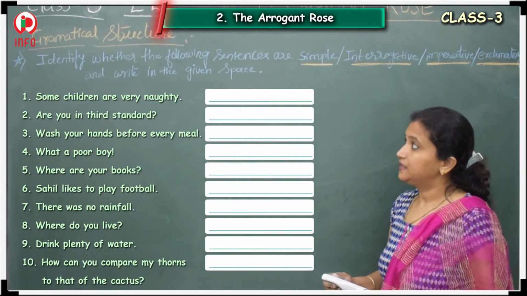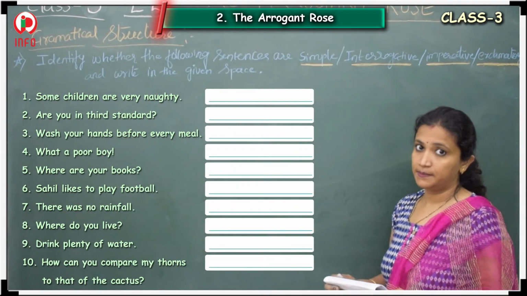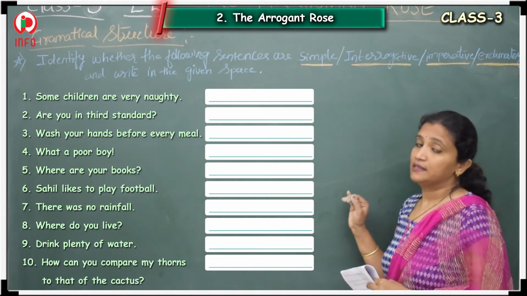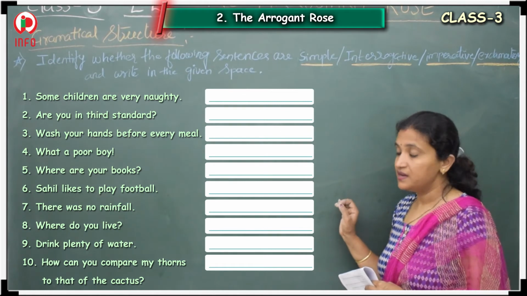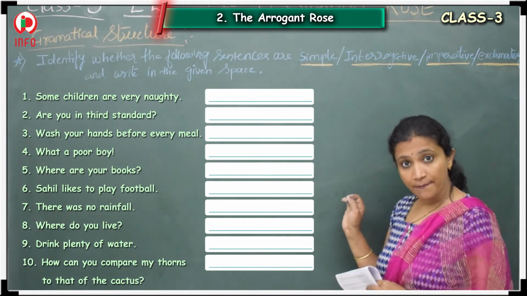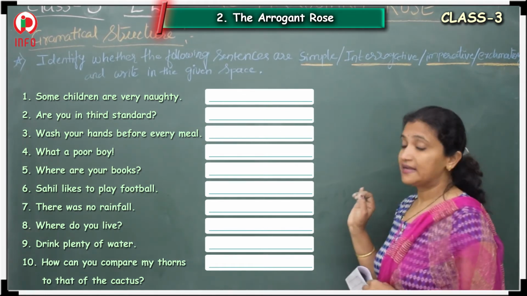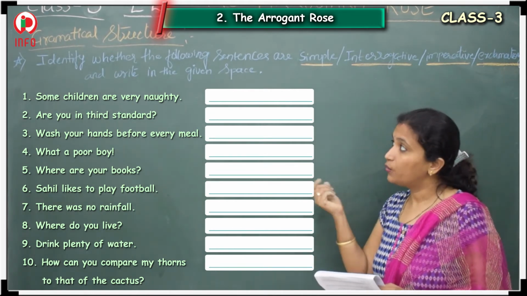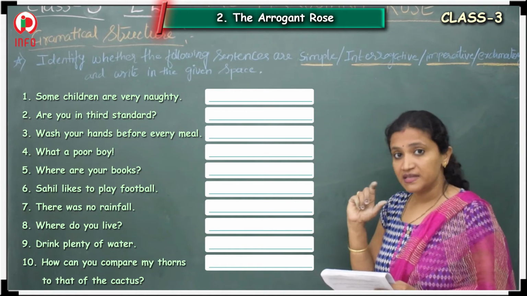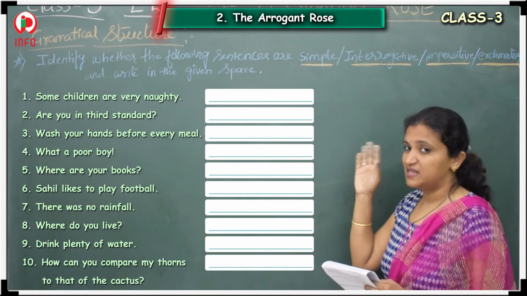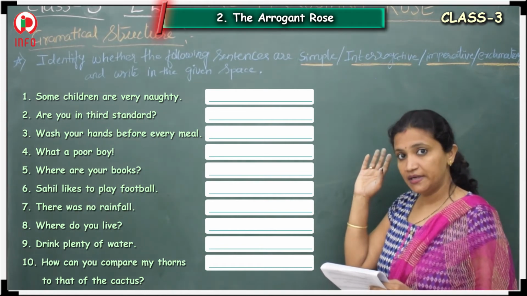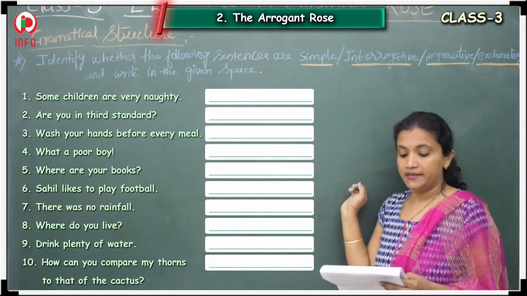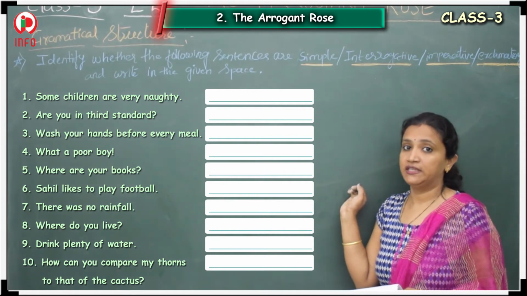So let's see the next part. Identify whether the following sentences are simple, interrogative, imperative or exclamatory. As I already explained, now we have to say whether the sentences are simple, interrogative, exclamatory or imperative. Now let's see the first sentence. Some children are very naughty.